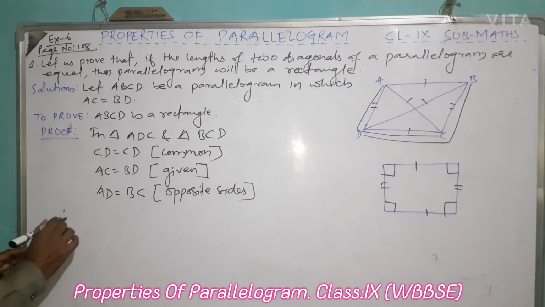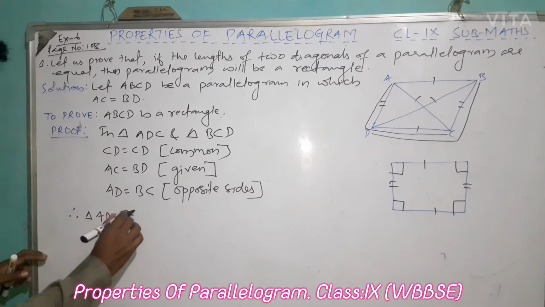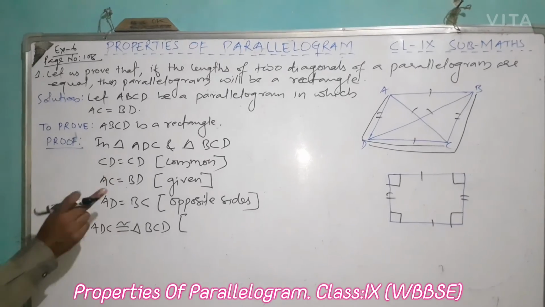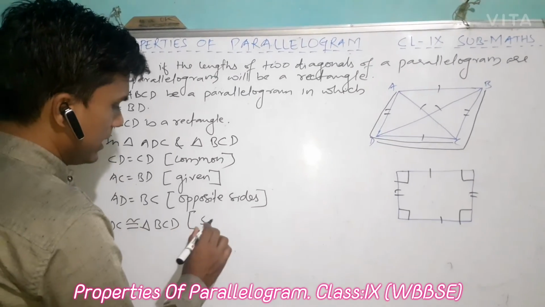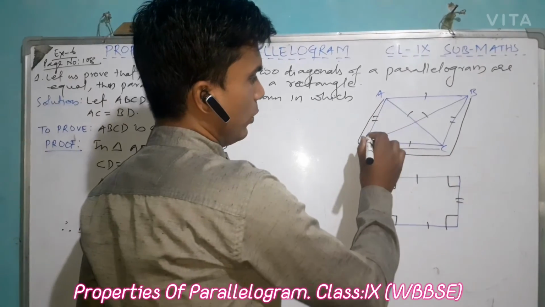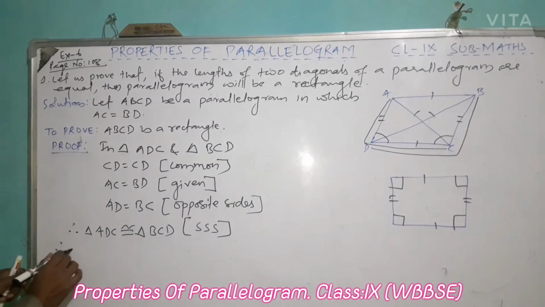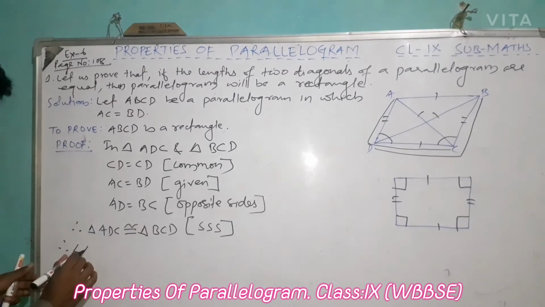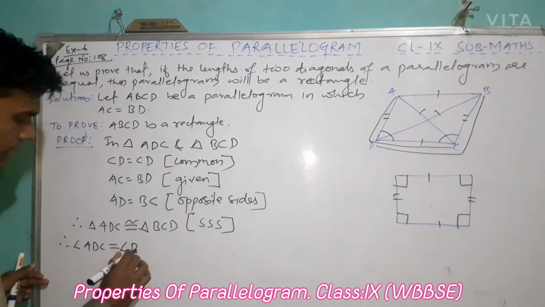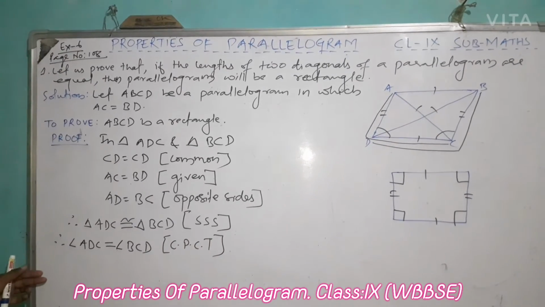It means we can say that therefore triangle ADC is congruent to triangle BCD. By which rule? We got side, side, side. All sides we have got, so we say side, side, side. So we got the two triangles as congruent. Now in triangle ADC we have this angle, in triangle BCD we have this angle. Therefore angle ADC is equal to angle BCD. The reason will again be CPCT, corresponding parts of congruent triangles.